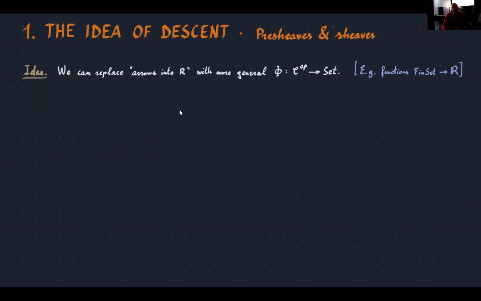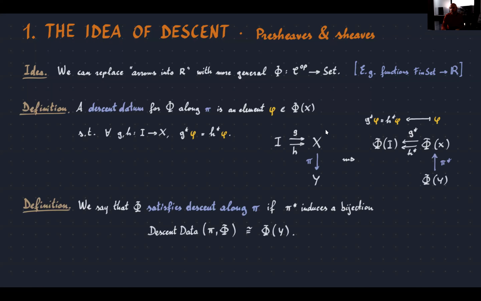And last generalization, we can replace arrows into R with more general pre-sheaves. So for example, suppose your category was finite sets, but you want to look at descent of functions into R, which is not a finite set. Well, that's not a hom set, right? But it's pretty much still clear what you should do, and that's general pre-sheaf. So you can do everything with general pre-sheaves.